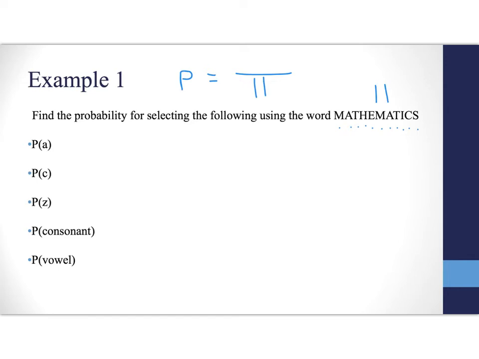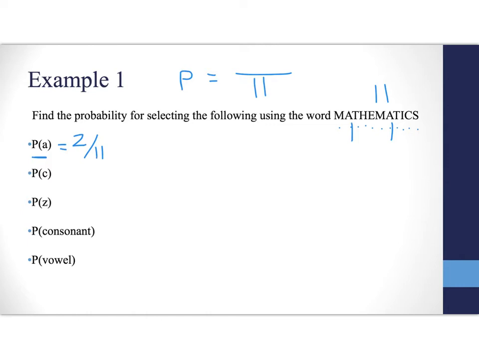Now, when I look at my first case here, P of the letter A, it looks like I have one letter A, two letter A's. So this is going to be 2 out of 11. My probability of selecting a letter at random and having it be an A means I have two favorable outcomes out of the total number of outcomes, which would be the 11.